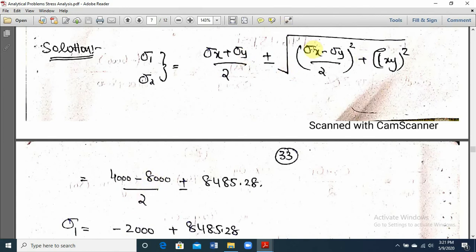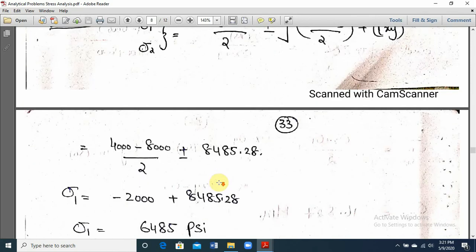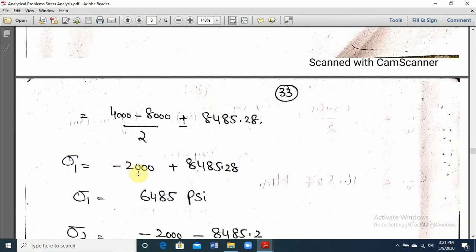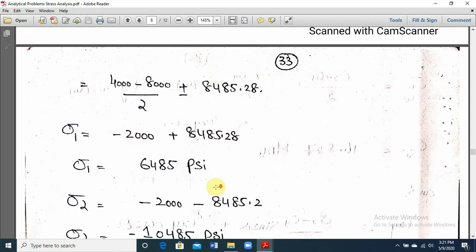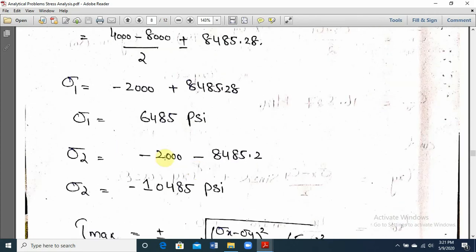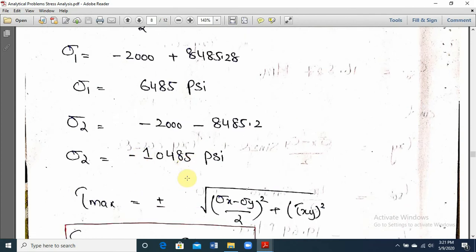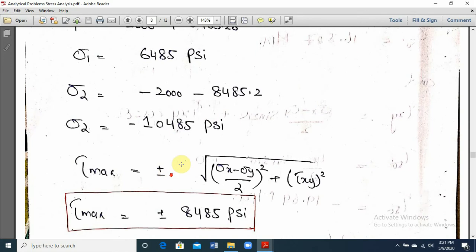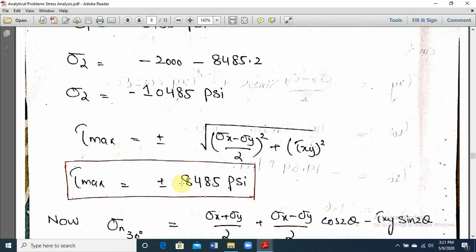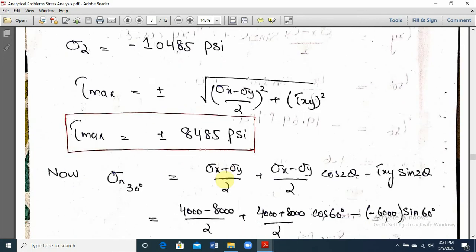If you put in the values of sigma x and sigma y, you get this answer. So sigma 1 will be equal to minus 2000 plus 8485, so we get sigma 1 as 6485 psi, and sigma 2 will be equal to minus 2000 minus 8485, which gives minus 10485 psi. Similarly, the maximum in-plane shearing stress will be equal to plus minus R, so plus minus 8485 psi.